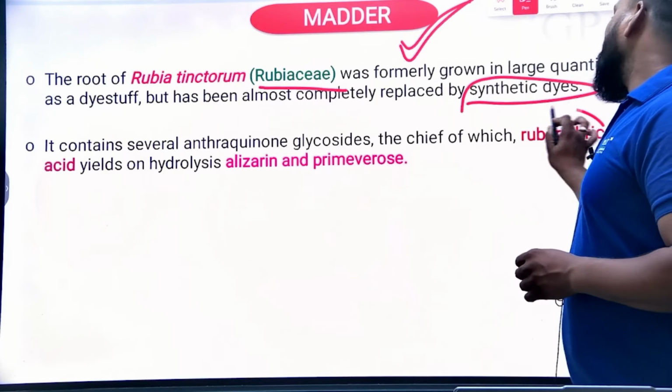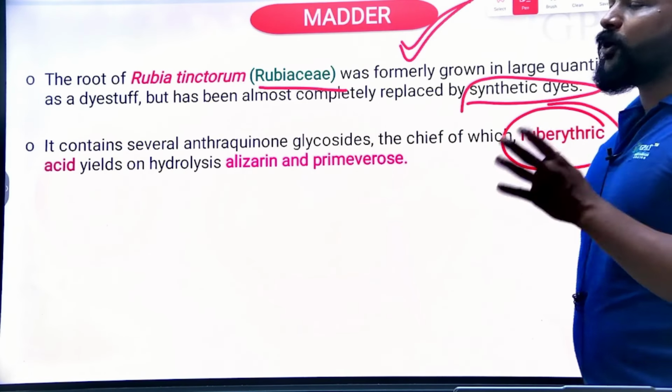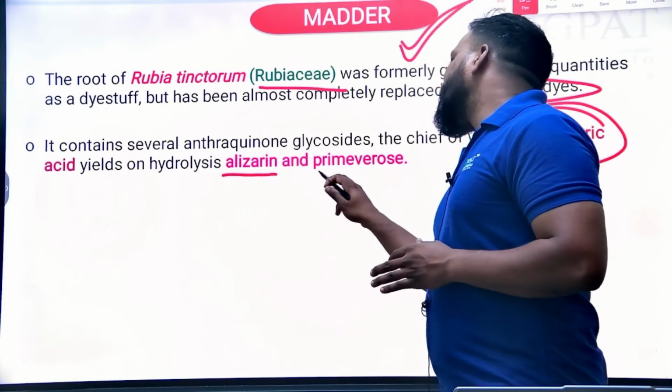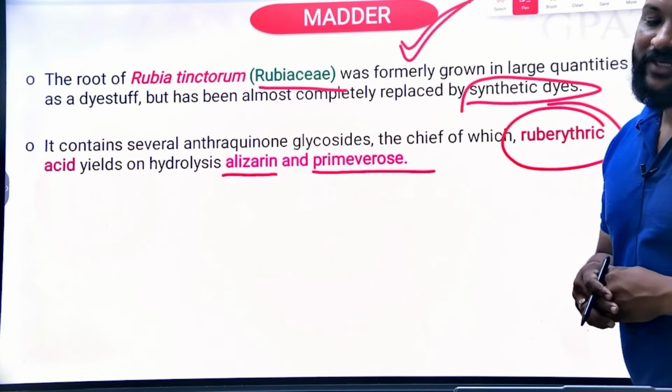Yes, but it contains several anthraquinone glycosides. The chief one is ruberythric acid. Upon hydrolysis it gives alizarin and primeverose. It is a coloring dye.